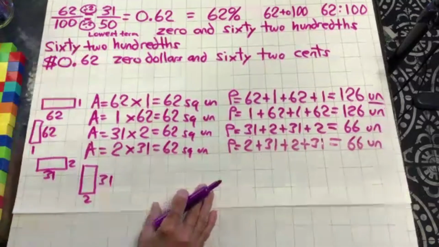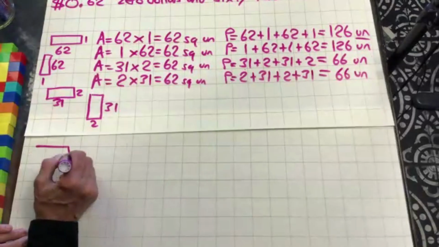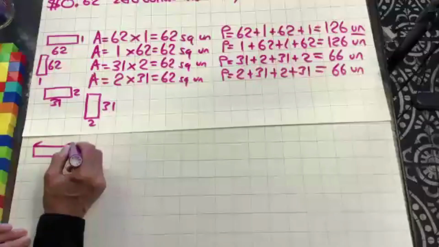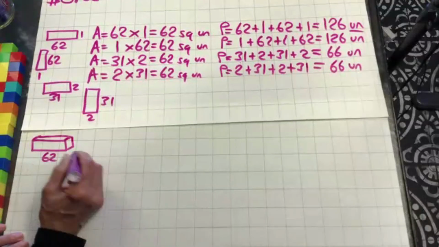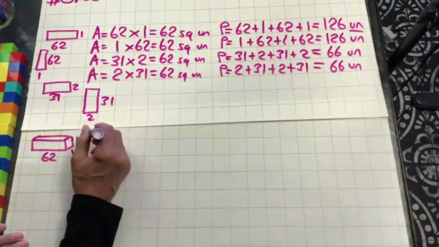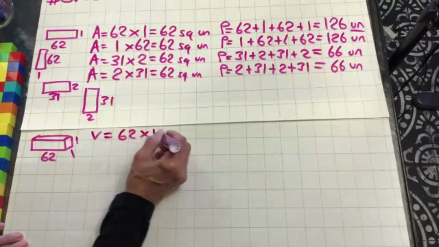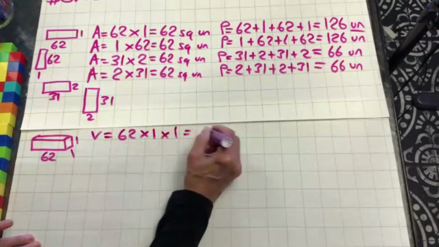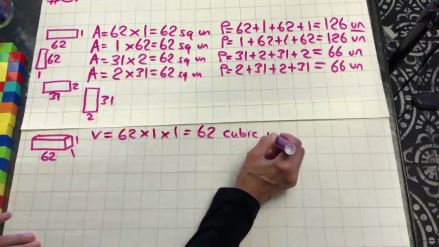All right, let's go on to volume. So we're going to take the first one there, and we're going to draw it in with depth. So we have a 62 wide by 1 deep by 1 tall. So our volume would read 62 times 1 equals 62 cubic units.